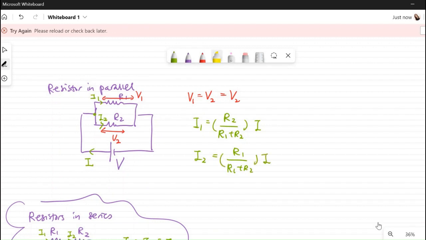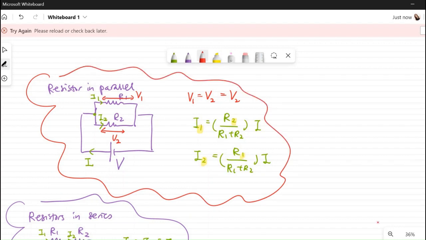So this is what we call the current divider rule, right? Where this is 1, here will be 2, here is 2, this one will be 1. So this is the expression for you to analyze the circuit when the resistors are connected in parallel.